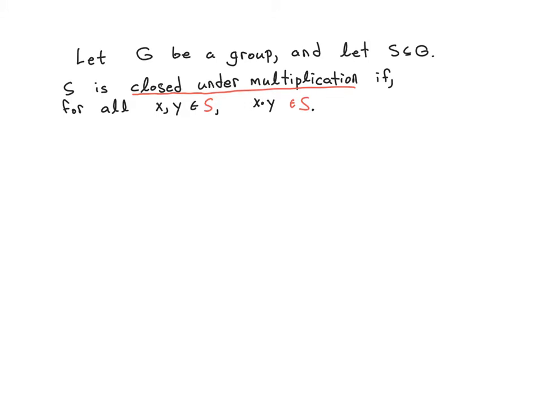So first, let G be a group. Technically, it could be any monoid for this definition. And let S be a subset of G. We say S is closed under multiplication if, for any two elements in S, their product is also in S.